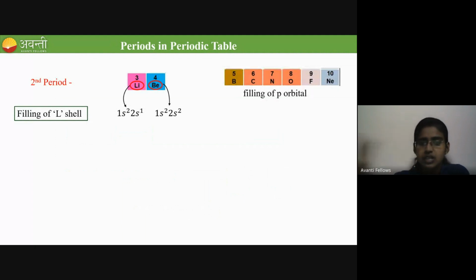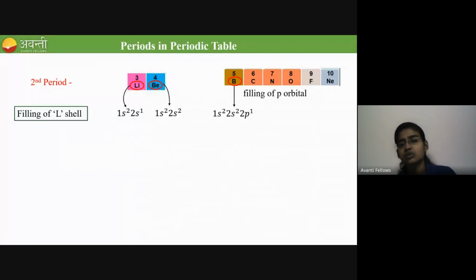For these 6 elements, the electrons are getting filled in the p orbital. For boron, you can see the last electron is entering the p orbital, so it is 1s2, 2s2, 2p1. Like that for carbon, it is 1s2, 2s2, 2p2. For nitrogen, 2p3. For oxygen, 2p4. For fluorine, 2p5. And for neon, it is 2p6, that is 1s2, 2s2, 2p6.